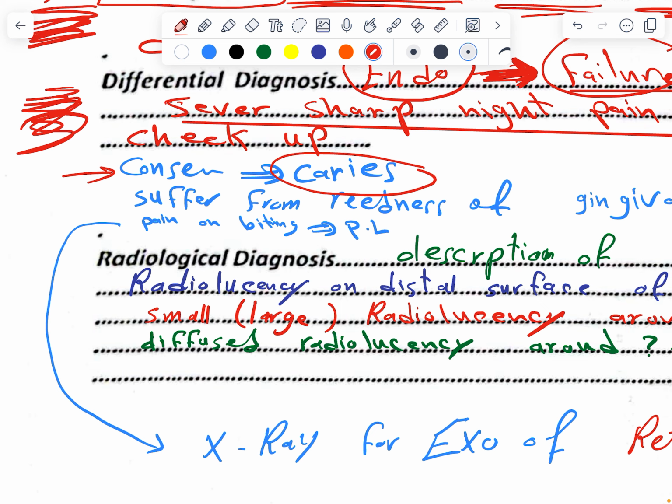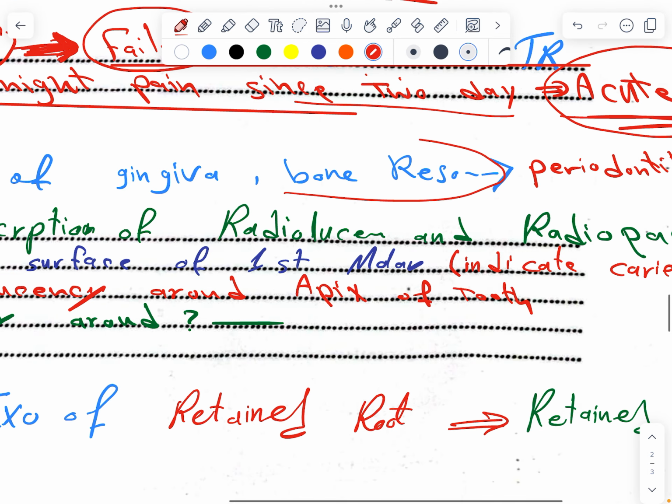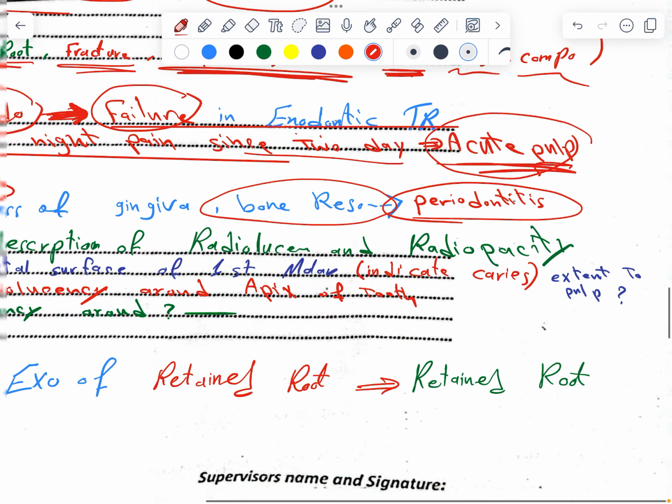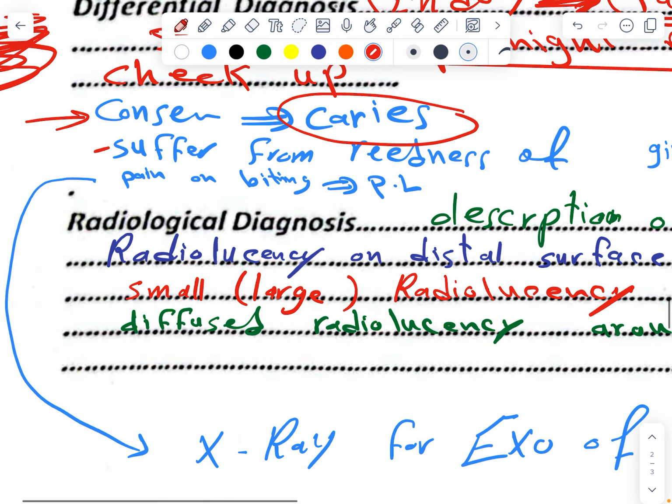If your patient suffers from redness of gingiva and bone resorption, then you can suspect periodontitis. If the patient suffers from pain on biting, then you can suspect periapical lesion.